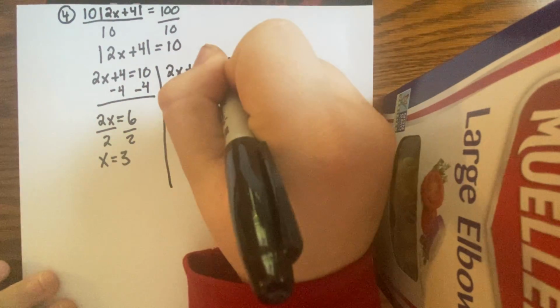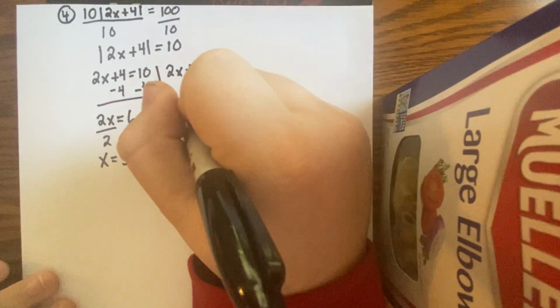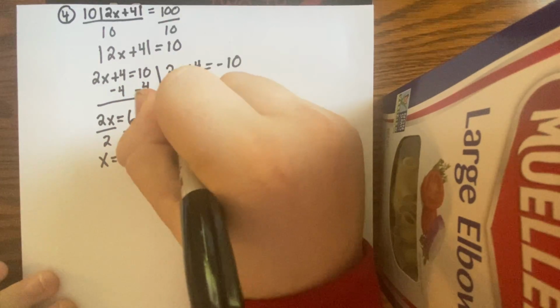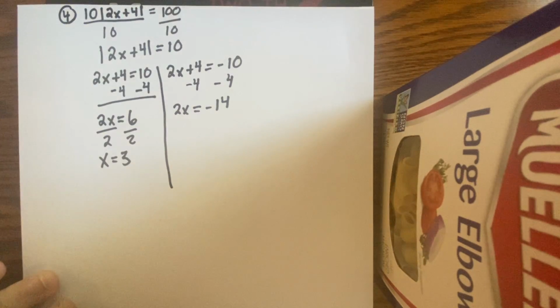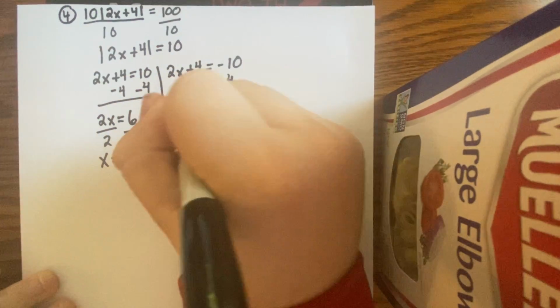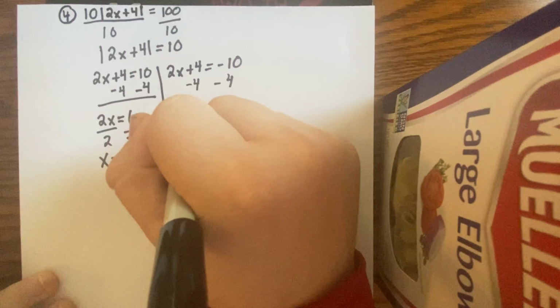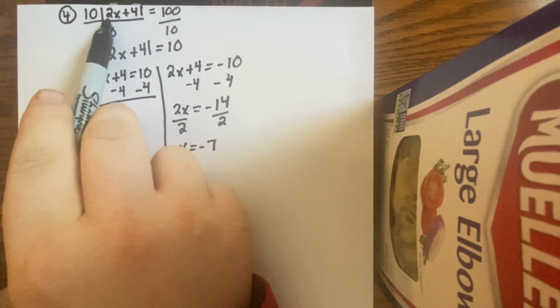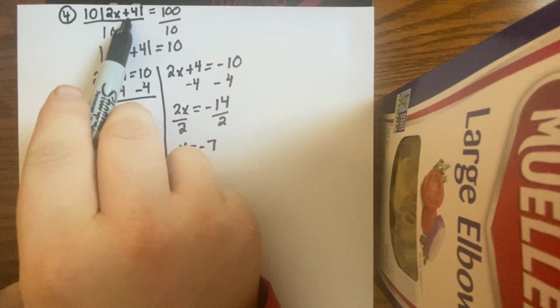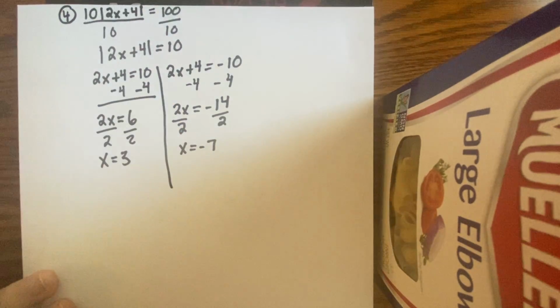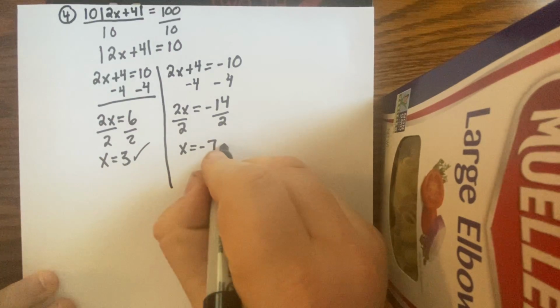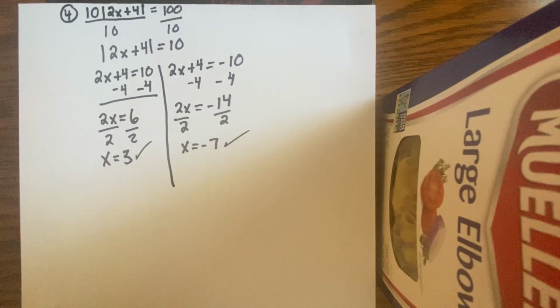Let's solve this one. Subtract by 4. We get 2x equals negative 14. Divide both sides by 2. We get x equals negative 7. So 2 times negative 7 is negative 14. Negative 14 plus 4 is negative 10. The absolute value of negative 10 is positive 10. Positive 10 times 10 is 100. So both of these, when we check them, they worked out.